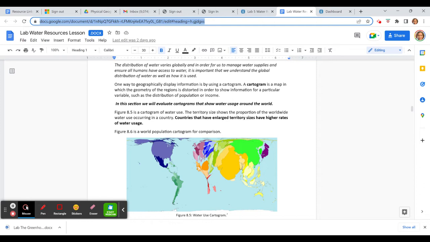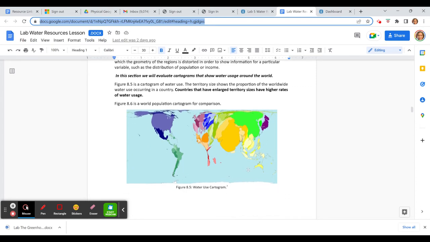One way to geographically display information is use of a cartogram. This image below, figure 8.5, is a cartogram. It is a map that looks a little wonky, doesn't it? It looks really out of proportion. What it is showing you is the use of water by certain populations. So countries that look a little bit larger and a little bit chubby means that they are using larger amounts of water. You'll notice here that the lower part of the continent of Africa is pretty much gone. That's because the amount of water that they're using is so minimal.